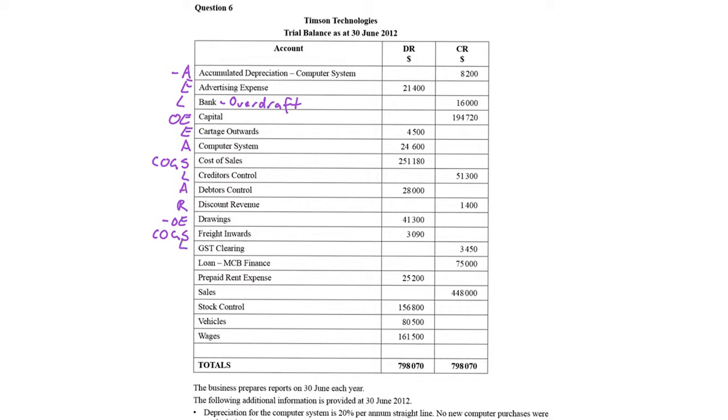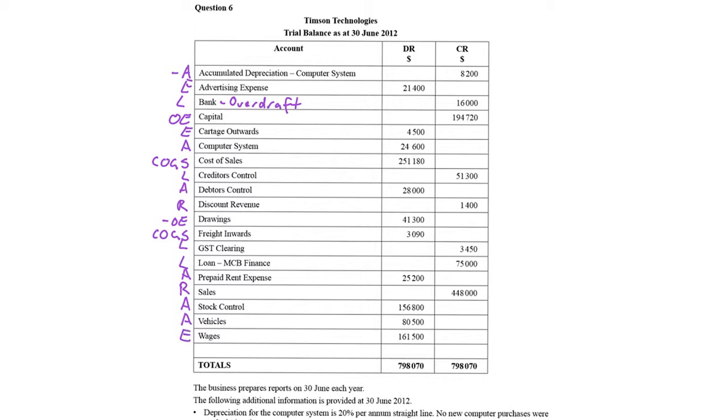The loan is a liability. Prepaid rent expense is an asset at the moment. Sales is a revenue. Stock control, asset. Vehicle, asset. And wages is an expense.